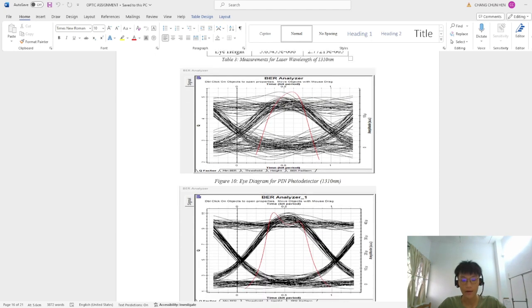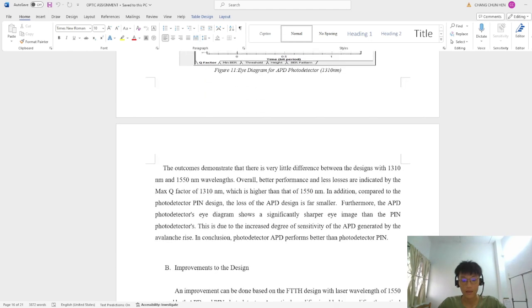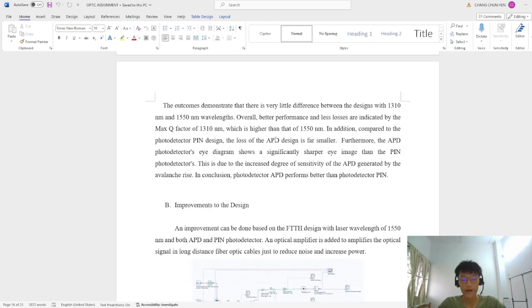These are the eye diagrams for the PIN photo detector, and this is for the APD photo detector. From here, we can see that overall the max Q factor of 1310 nanometer is slightly higher than 1550 nanometer. We can also observe that the eye diagram of the APD photo detector is sharper compared to the PIN photo detector. This is because of the increased sensitivity of the APD generated by the avalanche effect. In conclusion, we think that the APD performs better than the PIN because of the higher max Q factor. The higher the max Q factor, the better the signal is.